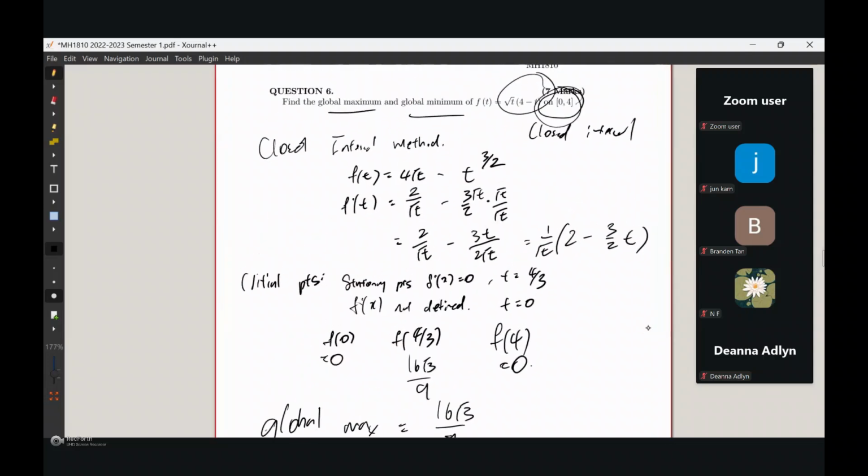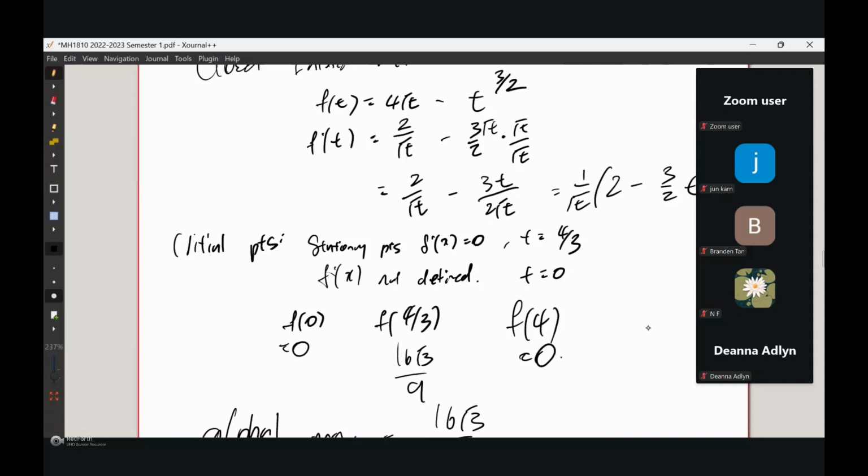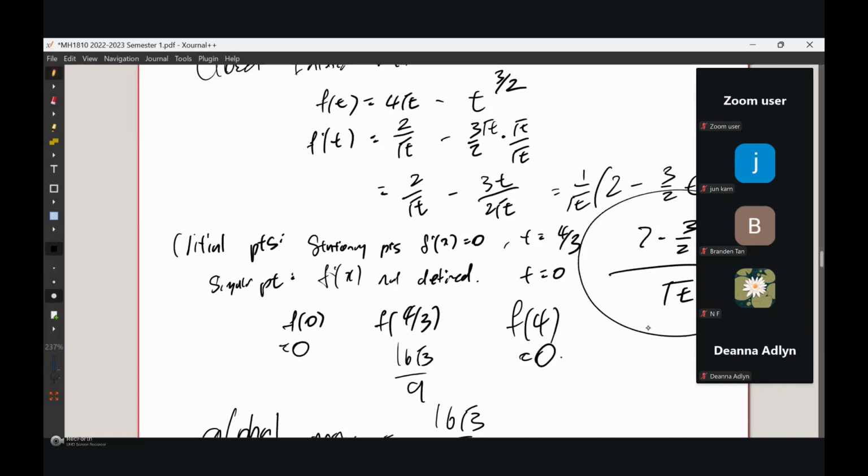Can I explain the singular point part? Yes. A singular point is when your derivative does not exist. My derivative is this, right? 1 over square root t times 2 minus 3 over 2t. This does not exist when your denominator is 0. This is actually a fraction, so you can rewrite it as (2 minus 3 over 2t) over square root t. The numerator is just a polynomial, so it will always be defined. But the denominator has an issue here.